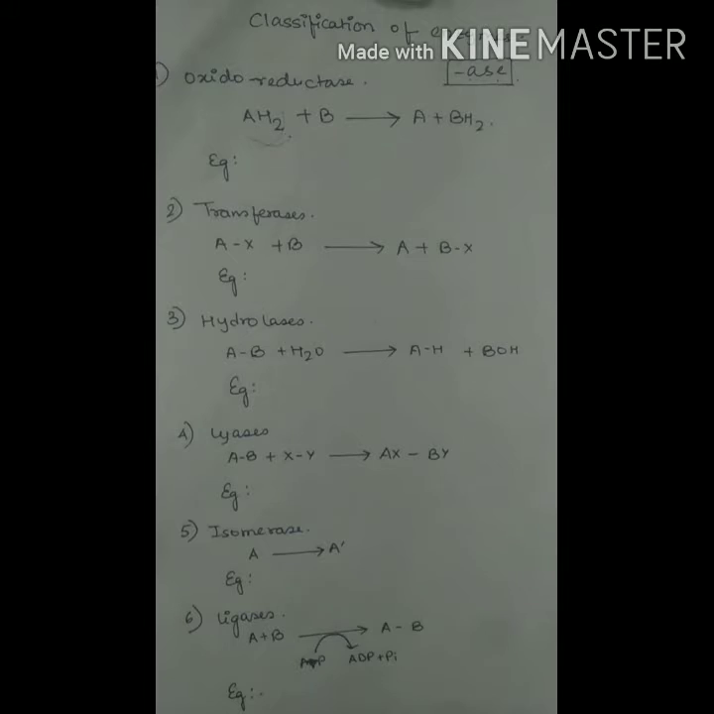So for this reason only, the International Union of Biochemistry appointed an Enzyme Commission in 1961 for the classification and nomenclature of the enzymes. This came into action in 1964. According to this, enzymes are divided into 6 major classes. The first one among them is oxidoreductase.